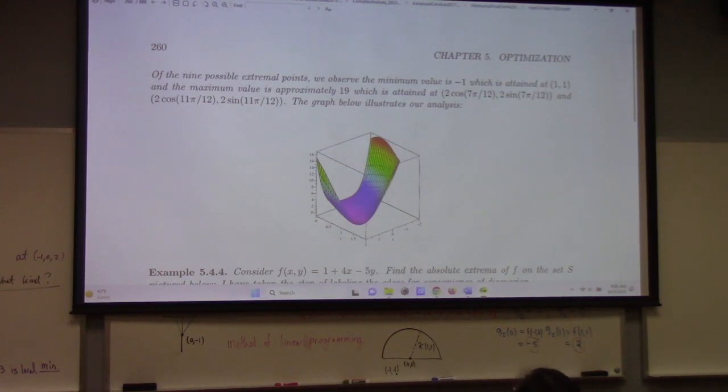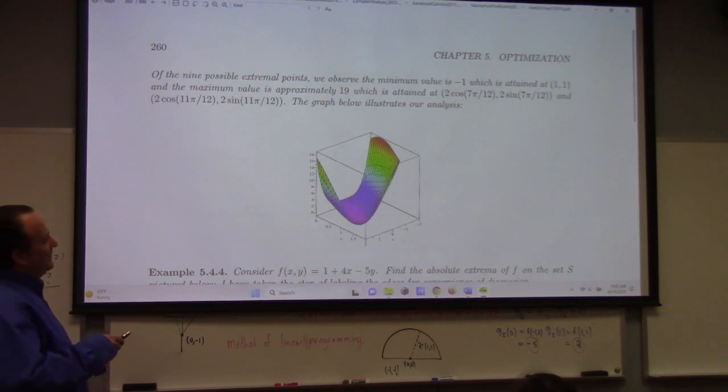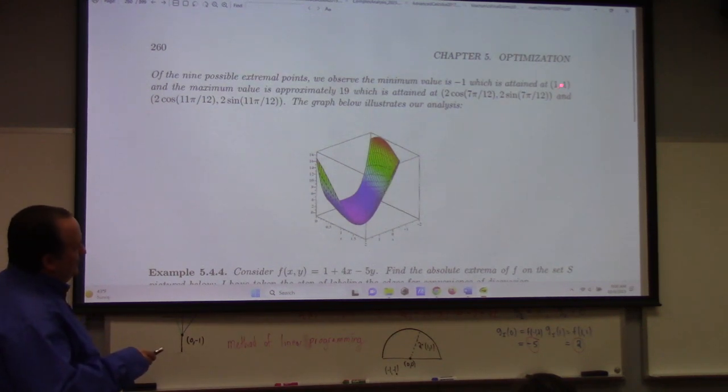Of the 9 possible extremal points, good grief, in this example the minimum value is -1, which is attained at (1, 1). So the local one actually was where the minimum was. And the maximum is approximately 19, which is attained at these 2 points.